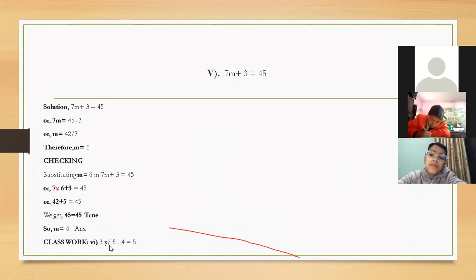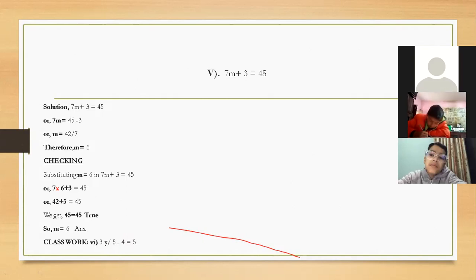Next, third step. 5 goes to the other side to multiply with 9. 9 into 5 will be 45. Then 3 goes to the other side to divide. 45 will be divided by 3. Then the y value will come 15.